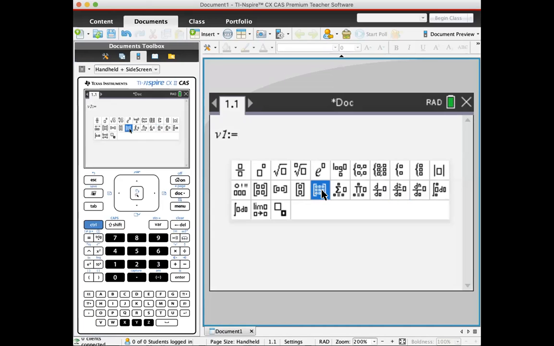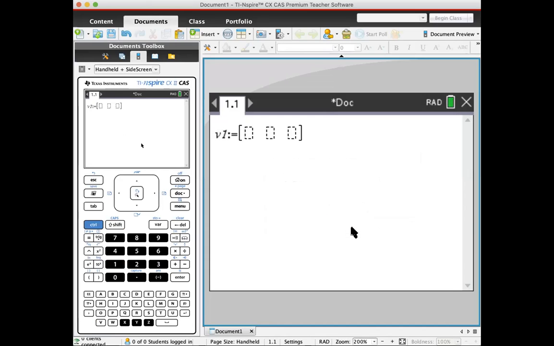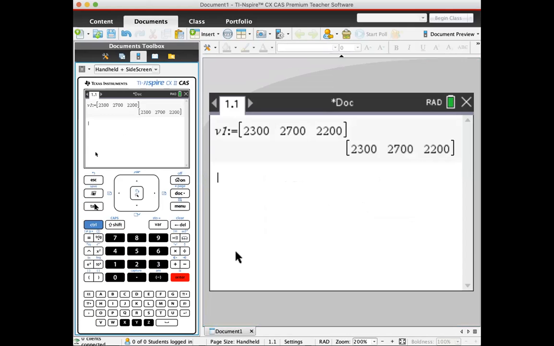So we select the matrix button and type in 1 row, 3 columns, choose OK. Then we fill in 2300 and press tab again, 2700 and then 2200. So we have defined our matrix V1, and we can see from the var button, it's a defined matrix here.